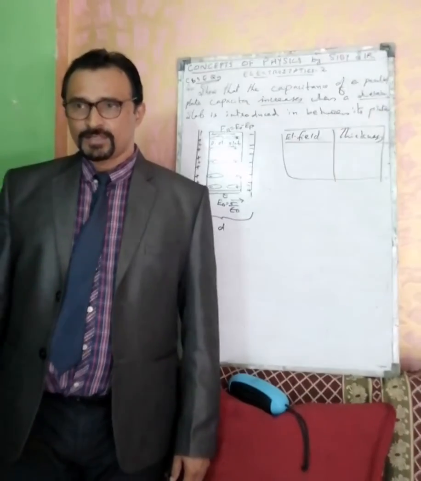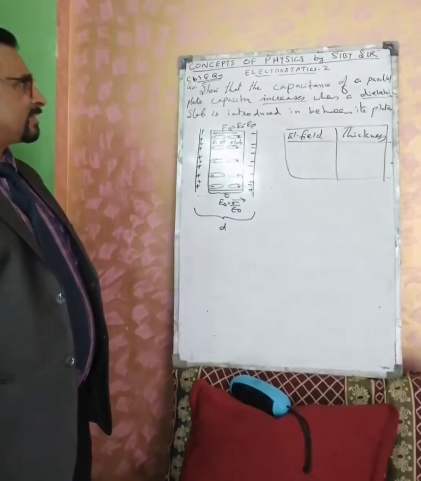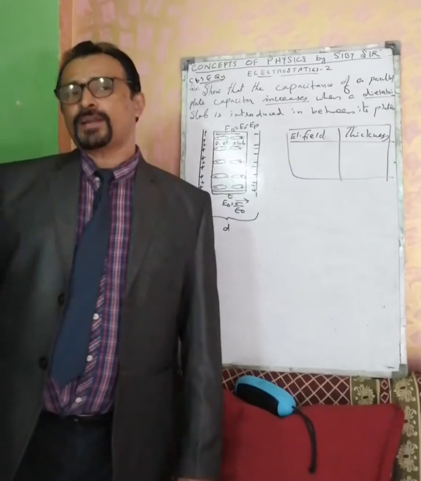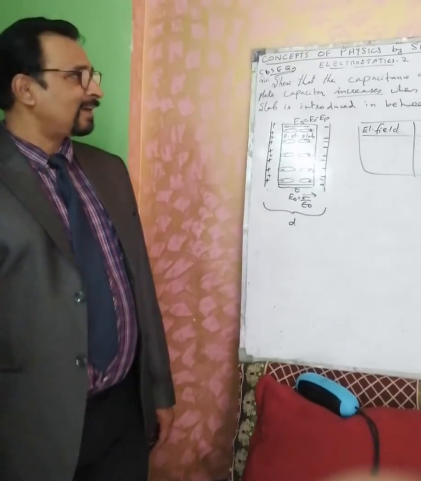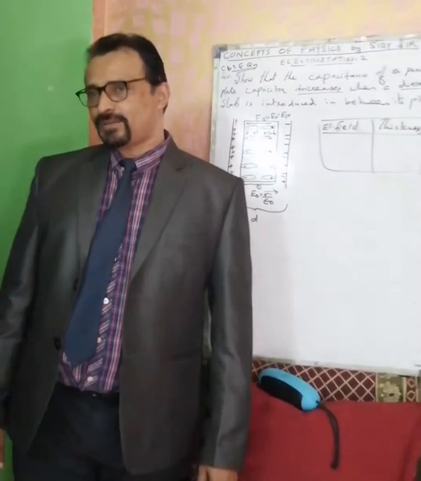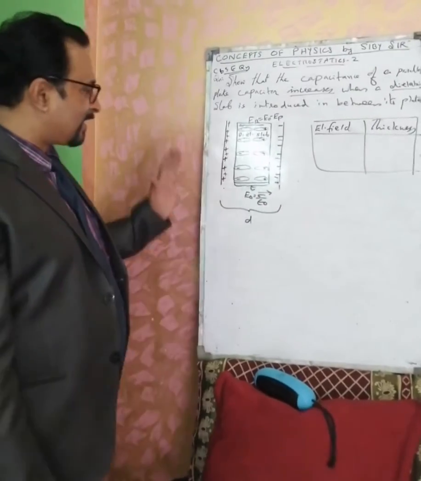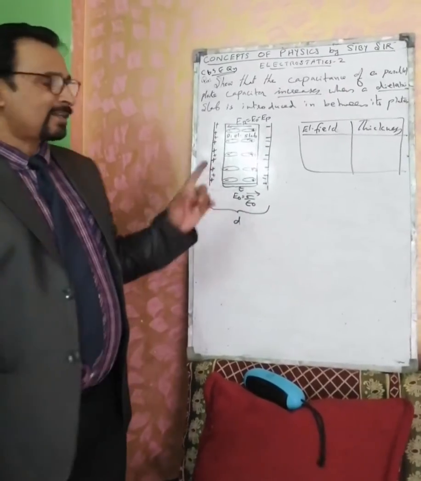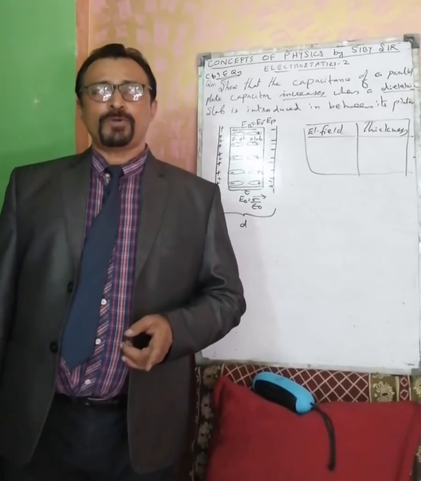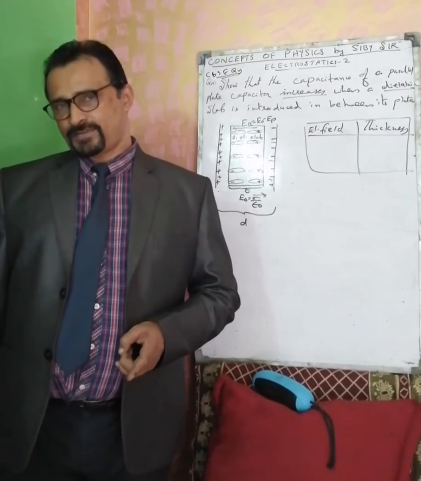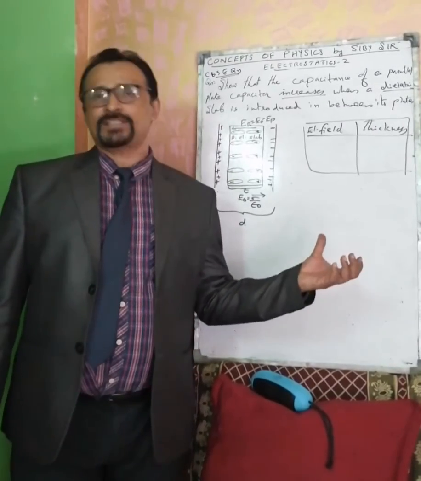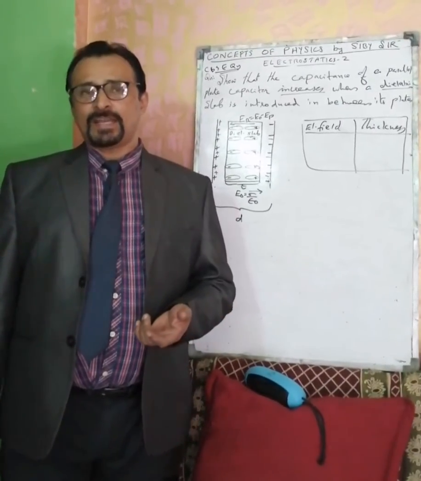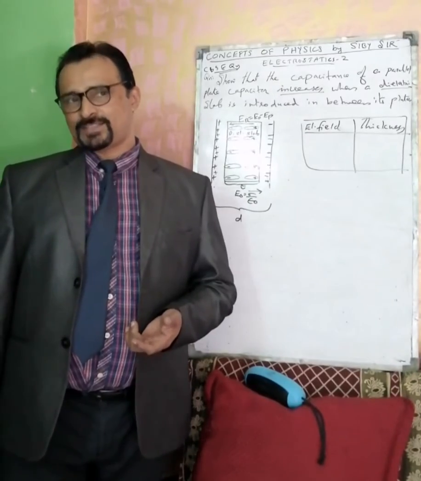Morning students. In the previous classes we studied how a conductor behaves in an electric field, and what a dielectric is and how it behaves in an electric field. We studied that in a dielectric slab, an electric field due to polarization is developed. And this is the last class of your second chapter, the last class of electrostatics.